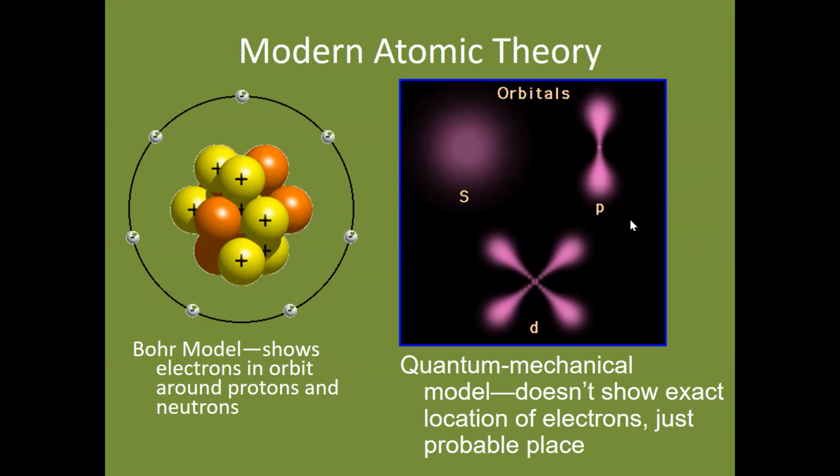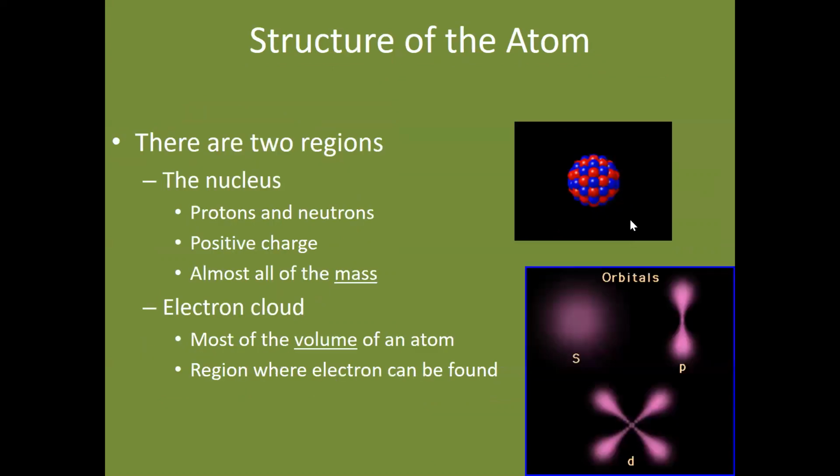But the Bohr model says they have to be there. The quantum mechanical model says they are most likely there. Any questions about that? Kind of boring.